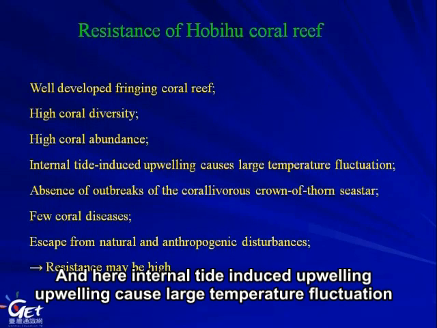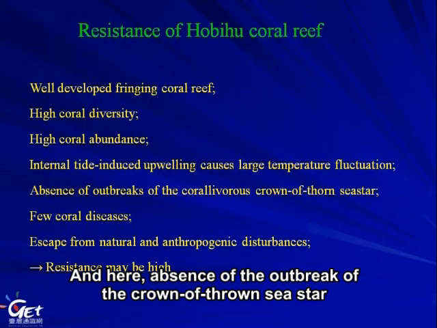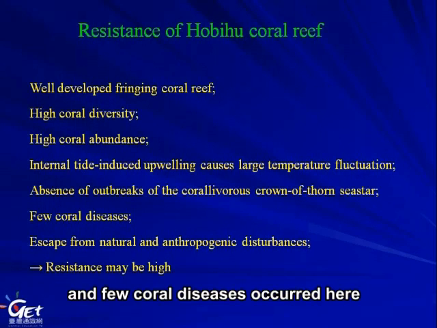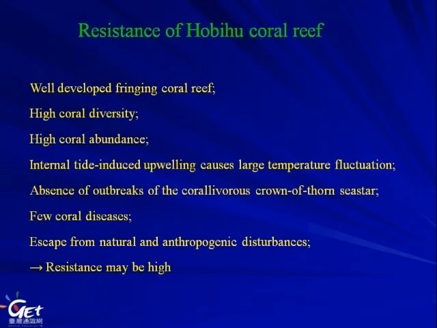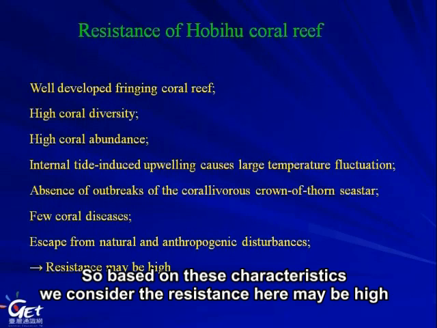And here, the internal tide induced upwelling causes large temperature fluctuation, so it can rescue the corals under abnormally warm conditions. And here, there are no outbreaks of the crown-of-thorns sea star and few coral diseases occurred. And this area escaped from natural and anthropogenic disturbance. So based on these characteristics, we consider the resistance here may be high.